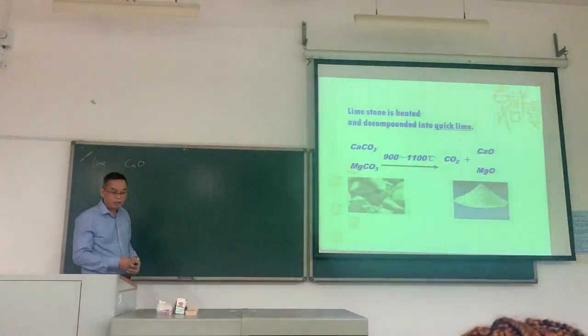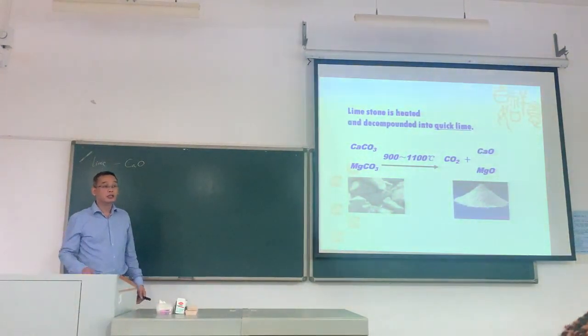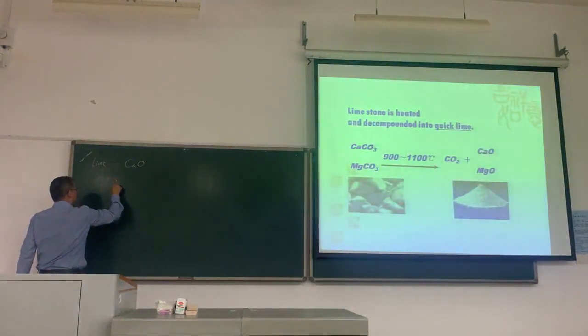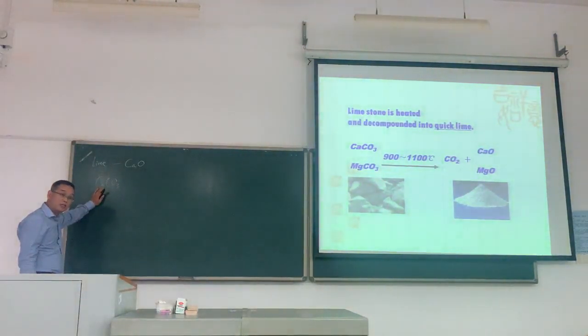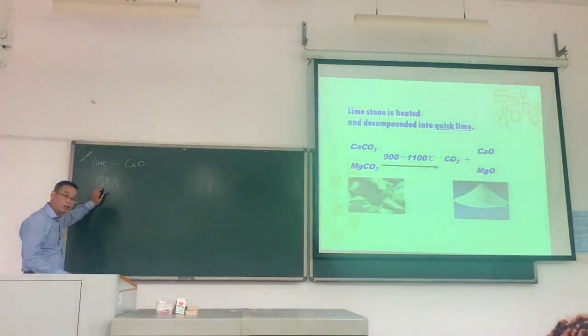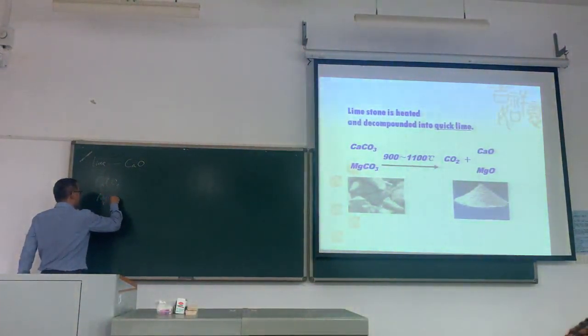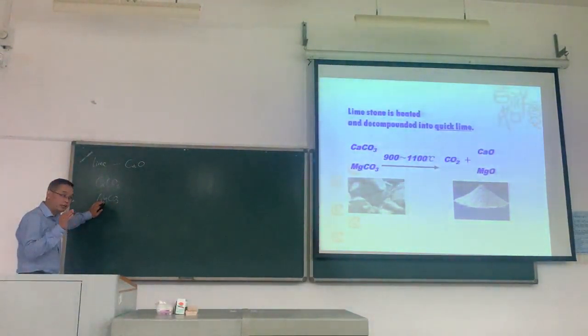Maybe we need to know the raw materials. Limestone. So what is the composition of limestone? Yes, this is the composition of limestone. But despite this kind of materials, maybe there is some magnesium in limestone. So for the production of the lime, maybe the raw material is the limestone.